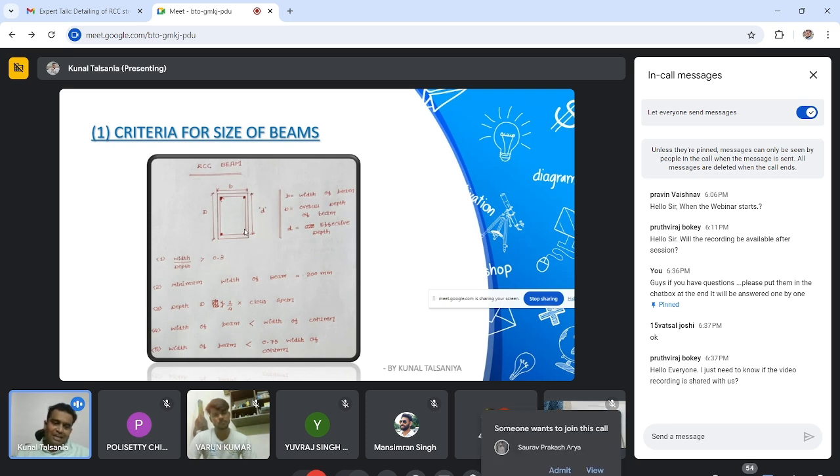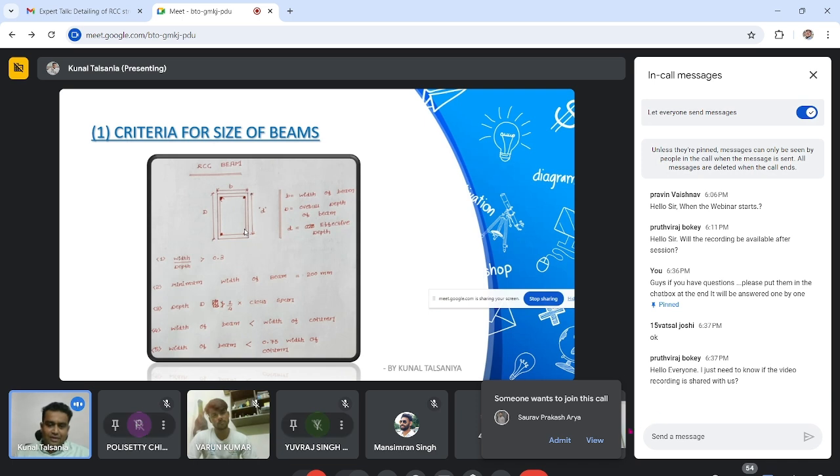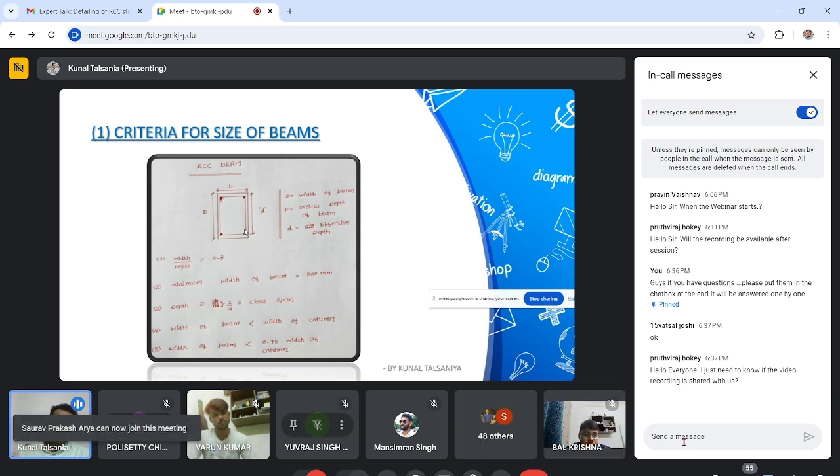The third criteria is that depth should not be greater than 1/4 of clear span. The fourth criteria is that the width of beam is less than width of column. The code has mentioned this. I will come to this point because it is very important. The fifth criteria is that width of beam should be less than 0.75 width of column. The fourth and fifth points are very important, and I will cover them shortly.